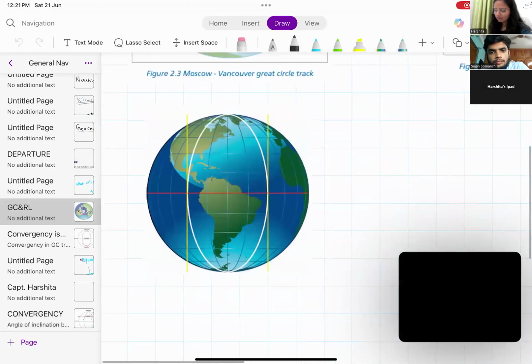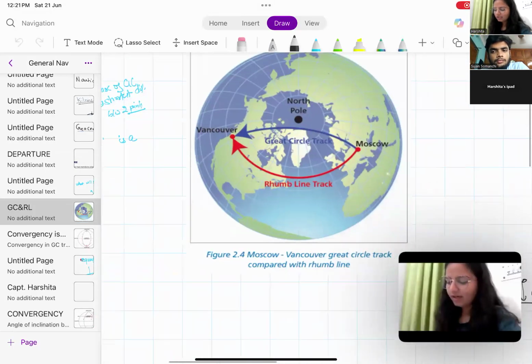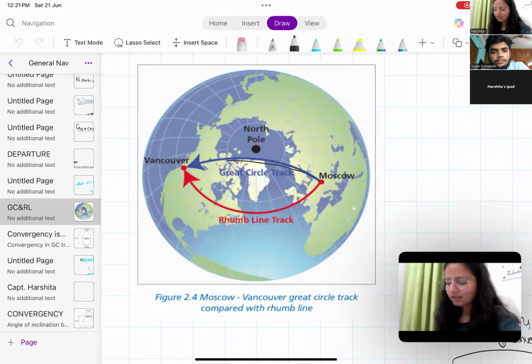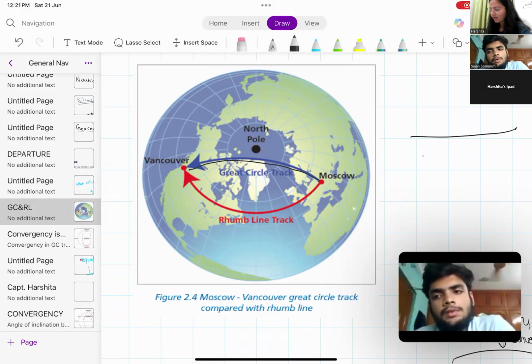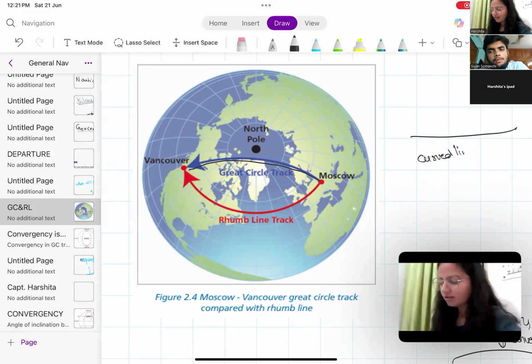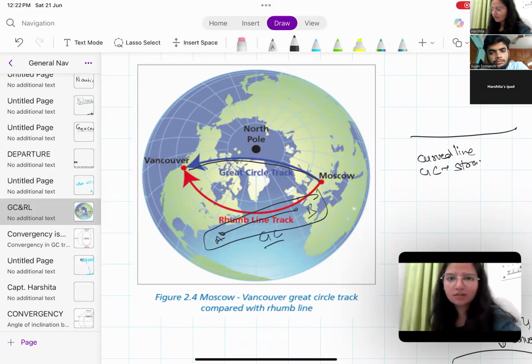Remember this one? On the real Earth, the rhumb line is generally a curved line, and the great circle is a straight line. It is the same straight line between any point A and any point B. This great circle gives the shortest distance, whereas the rhumb line, as the name suggests, is a line of constant angle. It would be a curved line converging towards the nearest pole.